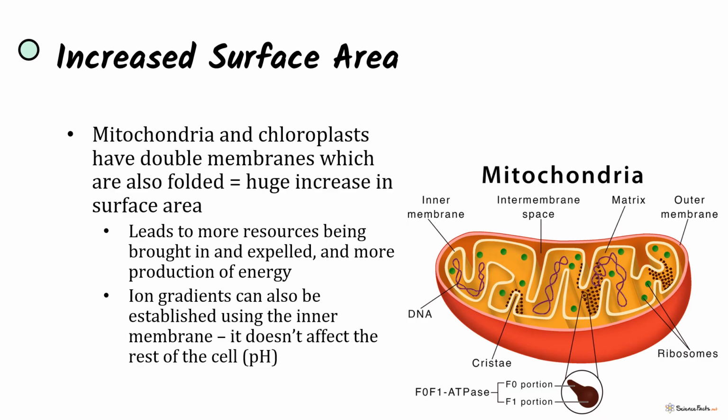That means more resources are able to be brought in and expelled, and there's a larger production of energy, especially when we're looking at the mitochondria. Ion gradients can also be established using the inner membrane, and it's not going to affect the rest of the cell. So there's going to be travel of hydrogen ions across this inner membrane, and you'll learn about that when going over cellular respiration, but it's not going to affect the rest of the cell in terms of pH levels, because of course hydrogen ions are going to increase or lower pH because of this outer membrane that the mitochondria has.